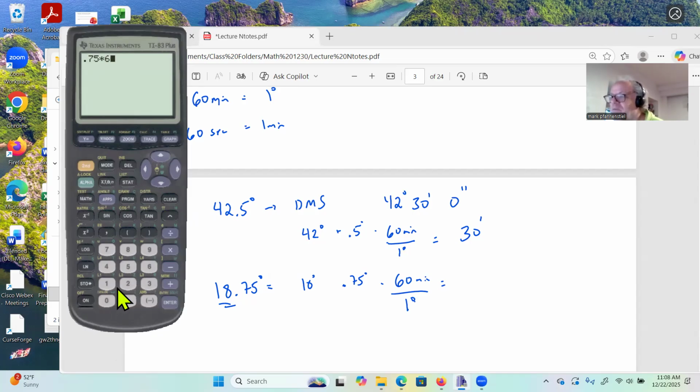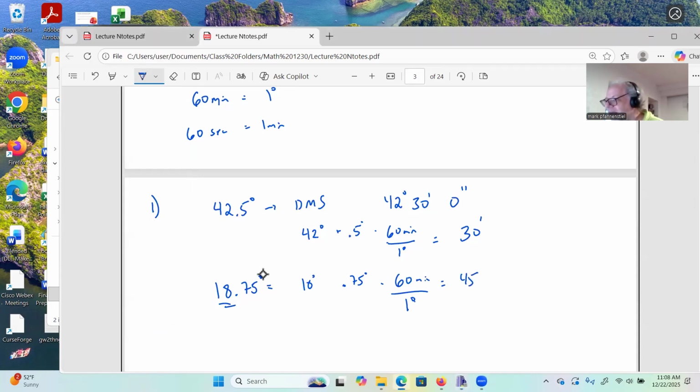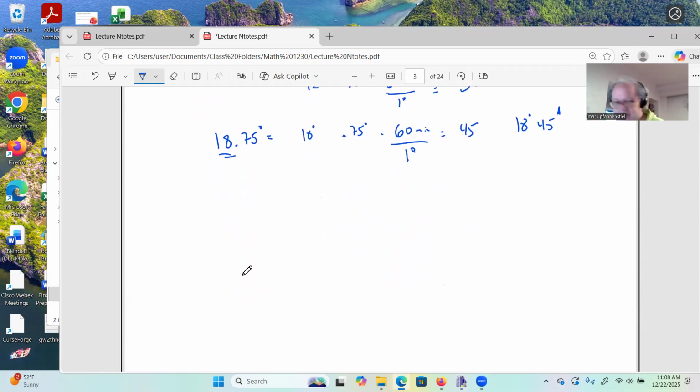Okay, so we're just going to say 0.75, 3/4 times 60, and we got 45. So this is going to be 18 degrees, 45 minutes. Sorry, 45 minutes, just one tick. Okay, and that's what we have for that one. So that's getting there. We'll go ahead and we'll say, okay, now we'll do a hard one.